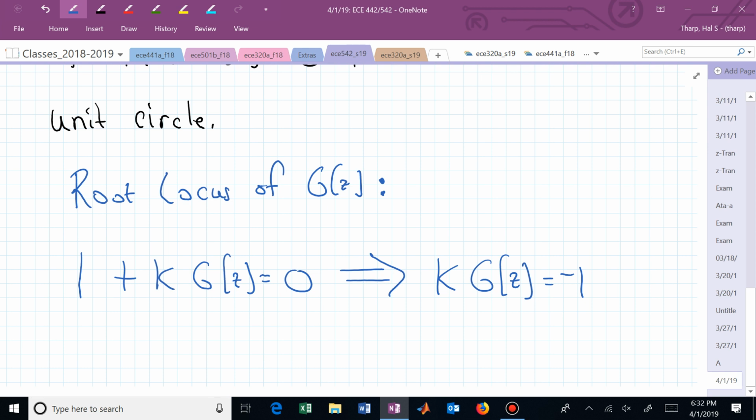It has a magnitude of 1 at an angle that'll put us on the negative real axis, which is an angle of 180 or minus 180, and let's just all agree to call it minus 180 in this class. So now we have this could be rewritten as 1 at an angle of minus 180.